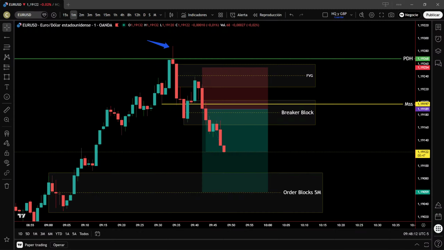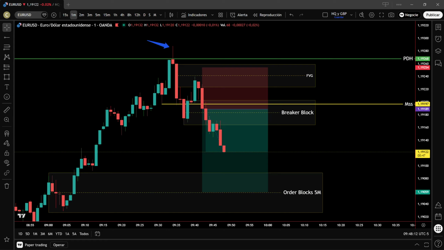We are trading a high-precision model known as the unicorn strategy. As you can see on the chart, price has not only reacted to an FVG but has done so in direct confluence with a breaker block. A breaker block is an order block that failed and was subsequently breached, now transforming into an institutional resistance zone.